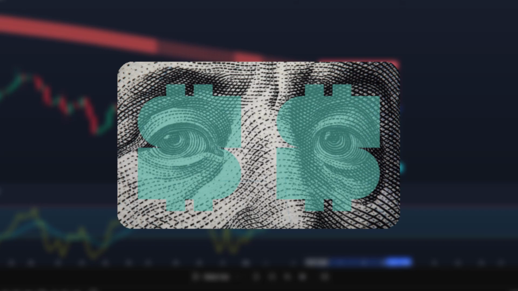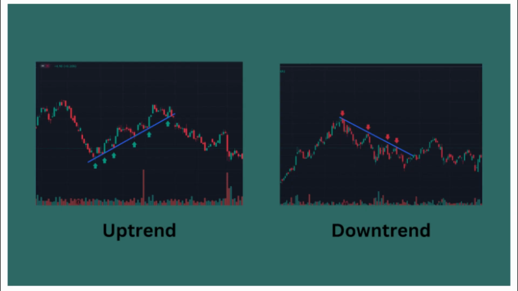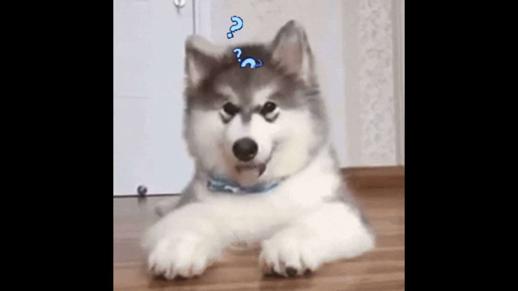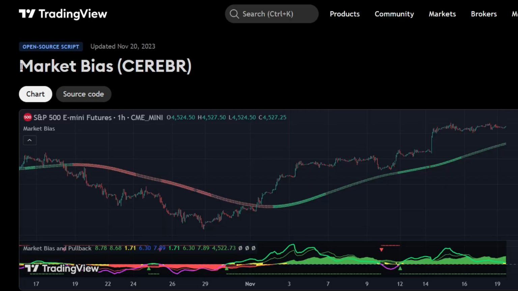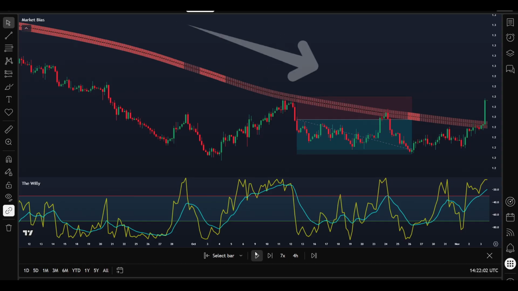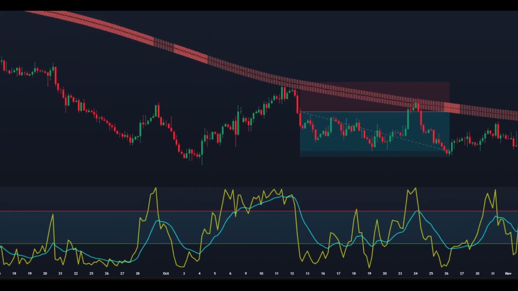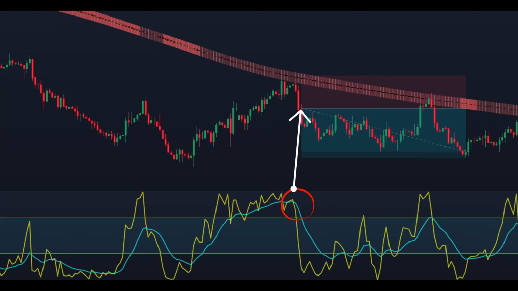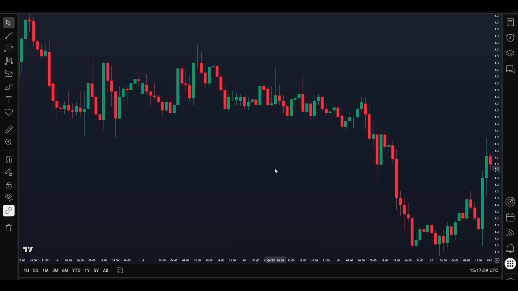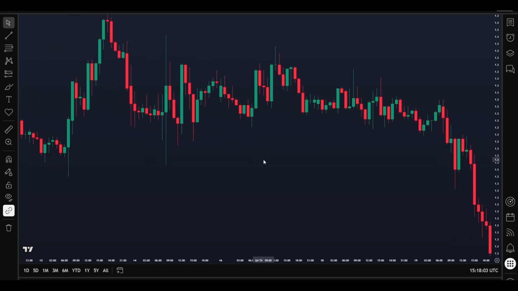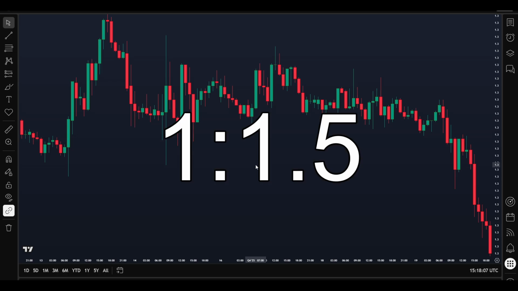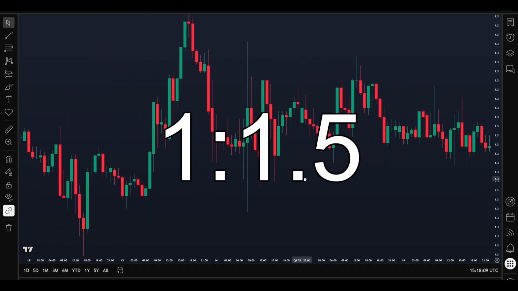Give me a few minutes and I'll show you a clean, rules-based pullback setup you can actually trade in real trends. Trend lines are subjective, and a single EMA cross can be late, so we'll use market bias to define the true trend and confirm pullbacks, and Williams %R to time the entry with a precise crossover. I'm on the 1-hour chart, but these rules work on any liquid market and any time frame. Risk to reward is fixed at 1 to 1.5, so results are easy to compare.